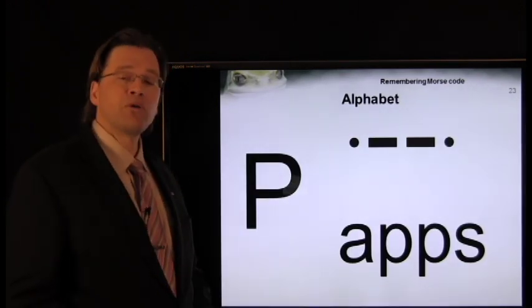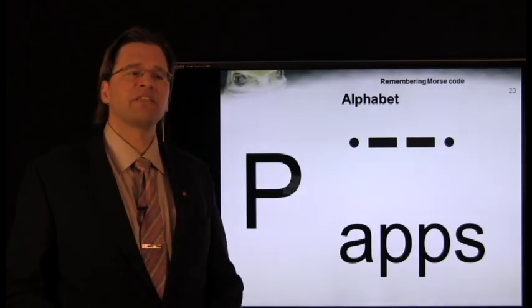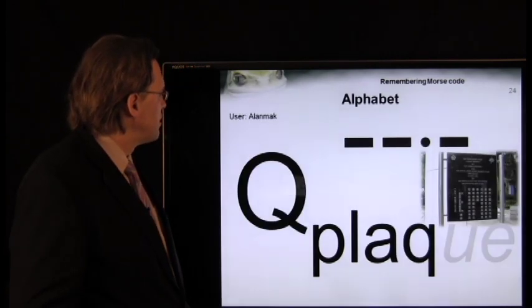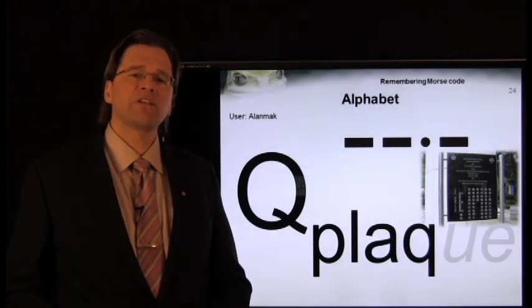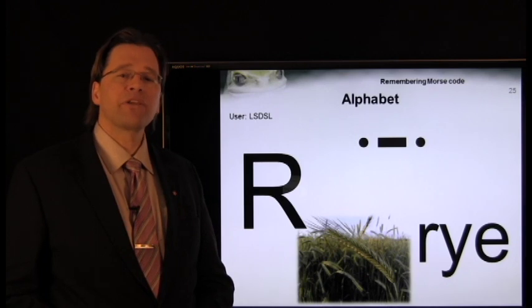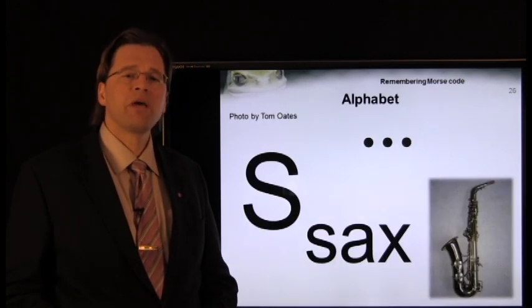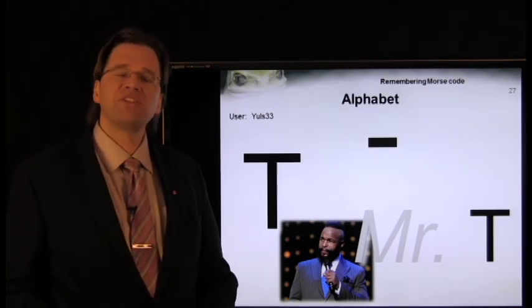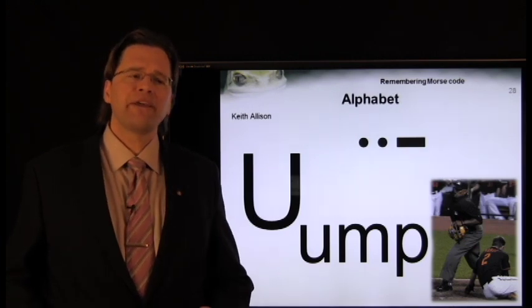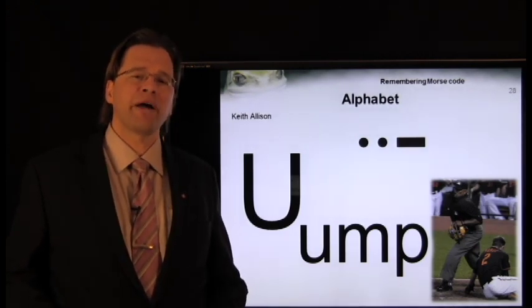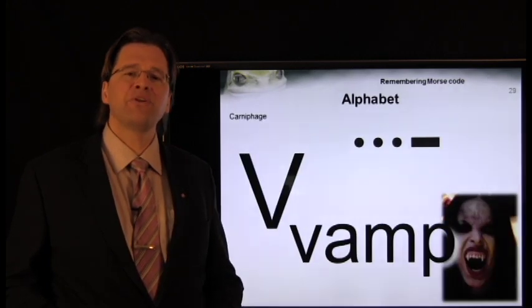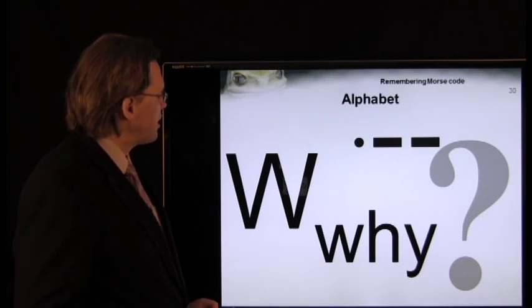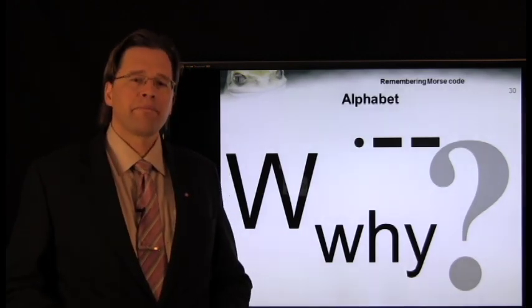For P, well, we're going to be using Android devices or perhaps an iPod to train, so you can think of apps for P. For Q, there's plaque, using just the first 4 letters. For R, there's rye whiskey. For S, you can think of sax. For T, you can think of Mr. T, or even just the letter itself. For U, I use umpire, ump, as in umpire, and this is very appropriate because for V, I use vamp, as in vampire.